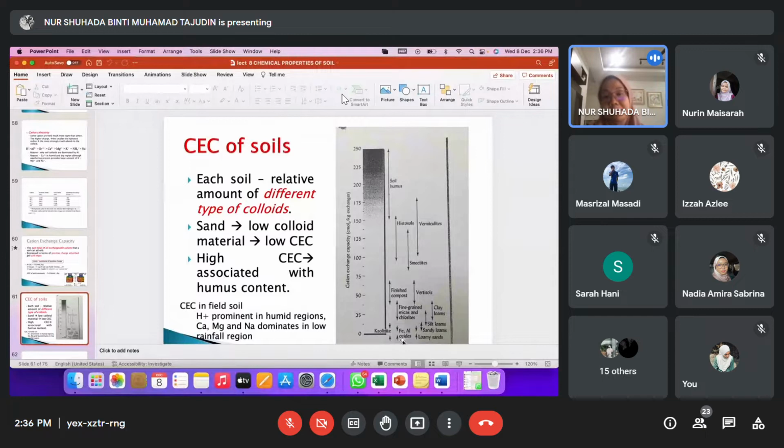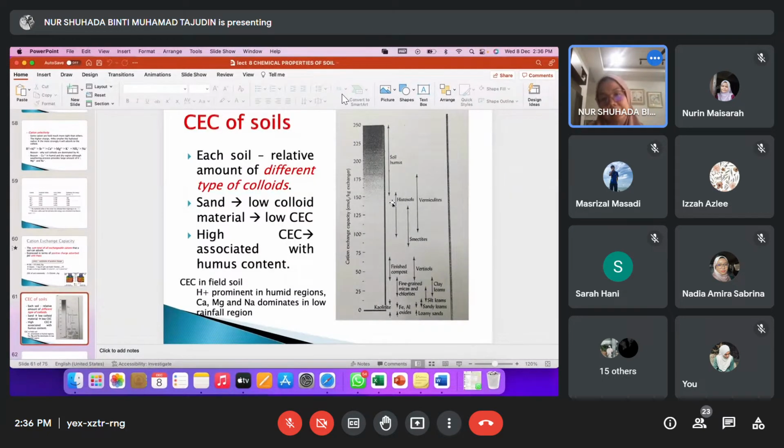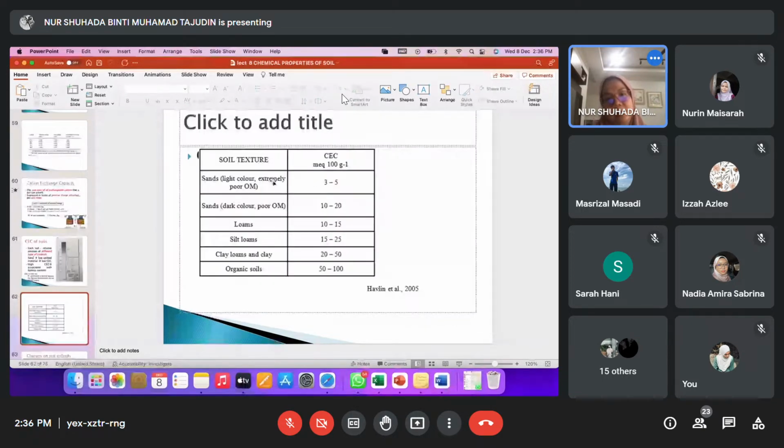Okay, so different types of soil colloid have different ability of CEC, different value of CEC, meaning that different ability of the soil to hold the cation. That is because of the characteristic. This is what we call as characteristic. Okay, dia punya properties. Okay, so usually in sandy soil the CEC is 3 to 5.